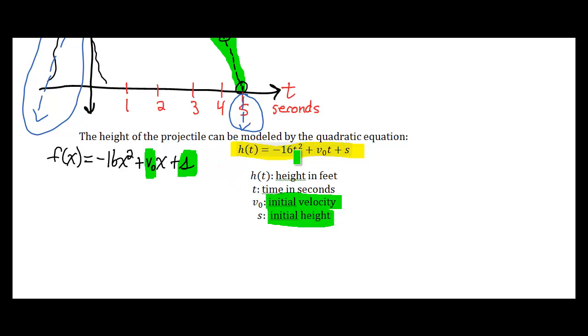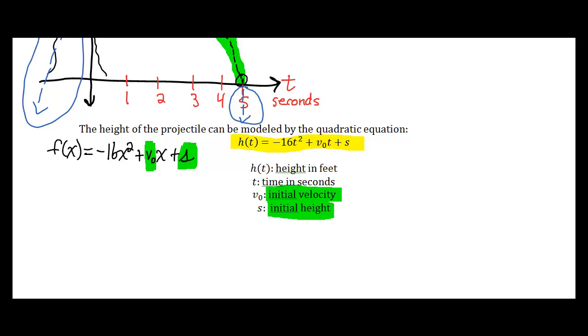T is the time, and h of t is the height in feet. So t is for time, h is for height. And so what we're going to do is use this knowledge of this situation and solve some problems. Let's look at an example.